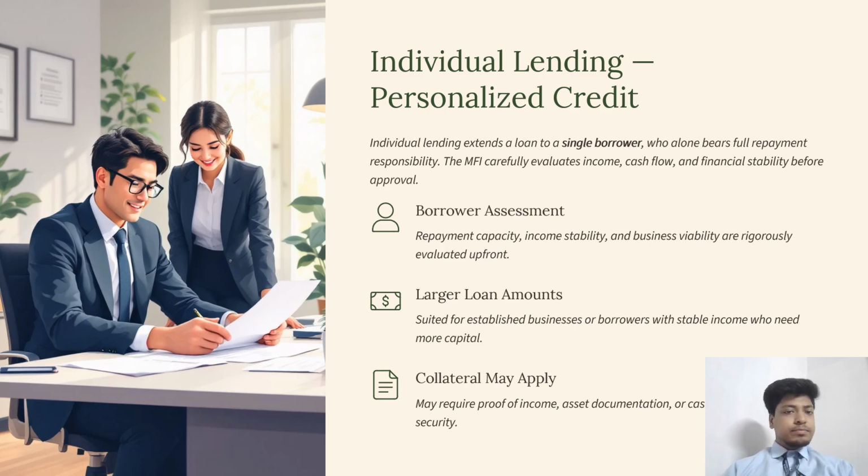Collateral may apply. Unlike group lending, which uses social collateral, this model may require more formal security. This could include proof of income, documentation of assets, or detailed cash flow statements to secure the loan. To summarize, essentially, if group lending is about getting people started through community support, individual lending is all about helping proven entrepreneurs scale up through a formal, tailored banking relationship.